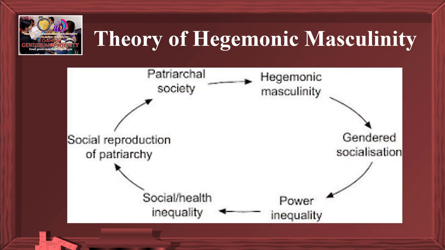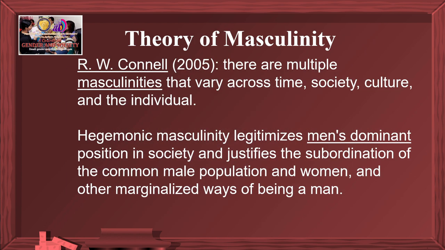Here, going back to Connell's theory of masculinity, hegemonic masculinity, which is the basic idea of what is macho or what is masculine and what is the ideal set of characteristics for males, is reinforced through gender socialization, where power inequality results from gender relations. This will have an impact on the various aspects of social life, and will reinforce the so-called patriarchal society. So these masculinities that vary across time, society, culture, and the individual are the essence of the theory of masculinity by Connell, published in 2005.